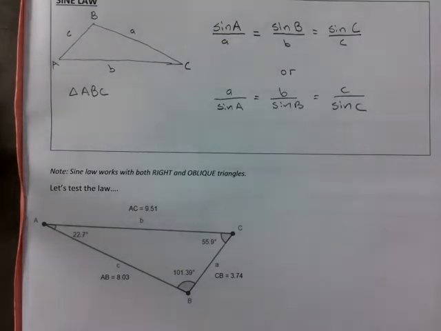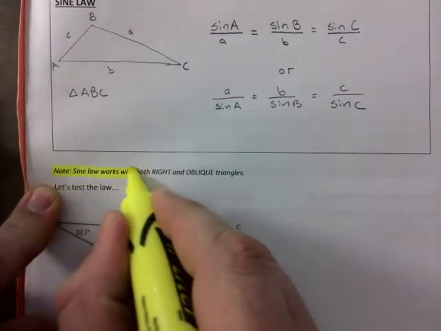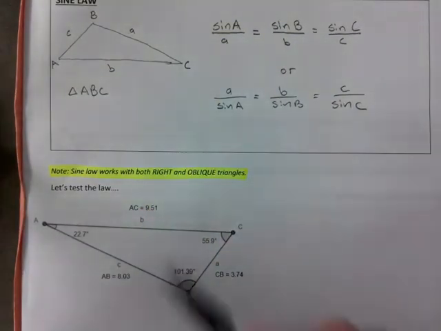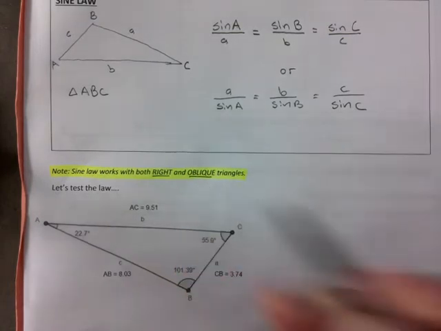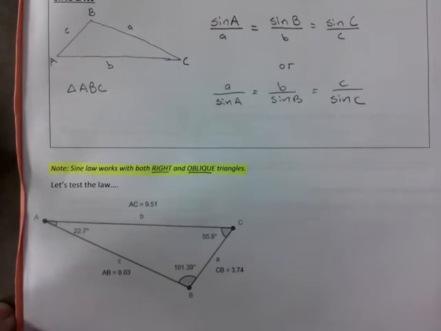I will highlight this part here. Note: sine law works with both right and oblique triangles, okay? So you could use sine law for a right triangle. It would still get you the exact same answer as if you were to use SOHCAHTOA. So why use SOHCAHTOA, right? I just don't like to mix it up.